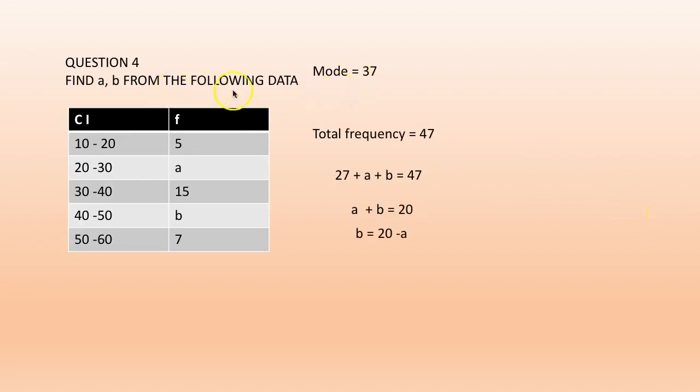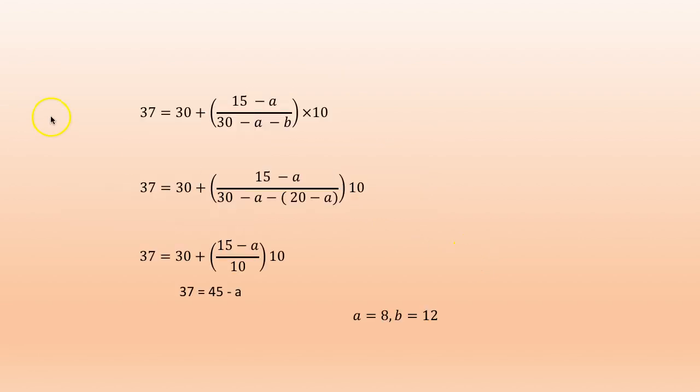Question 4. Find A and B from the following data given that mode is 37. When you add all the frequencies, you get the total frequency as 47. That is given to you. So we get 27 plus A plus B is 47. So A plus B is 20. So B is 20 minus A. Coming back to the formula, mode is 37.